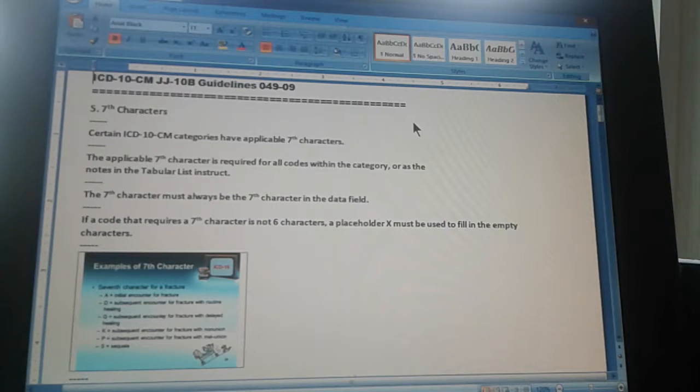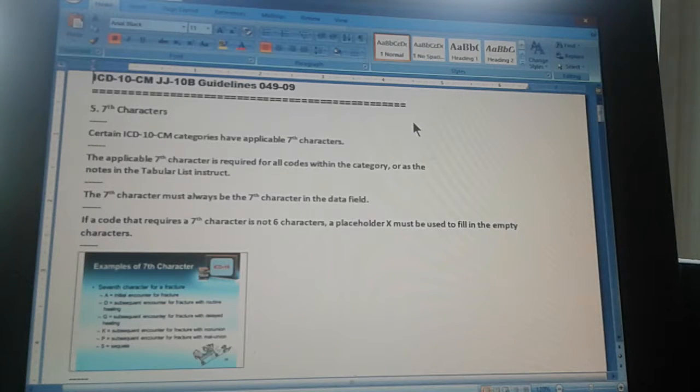Usually in pink, right? Yes. And it's telling you that you need a 7th character for certain conditions in this specific code. The 7th character must always be the 7th character in the data field. If a code that requires a 7th character is not 6 characters, a placeholder X must be used to fill in the empty characters.